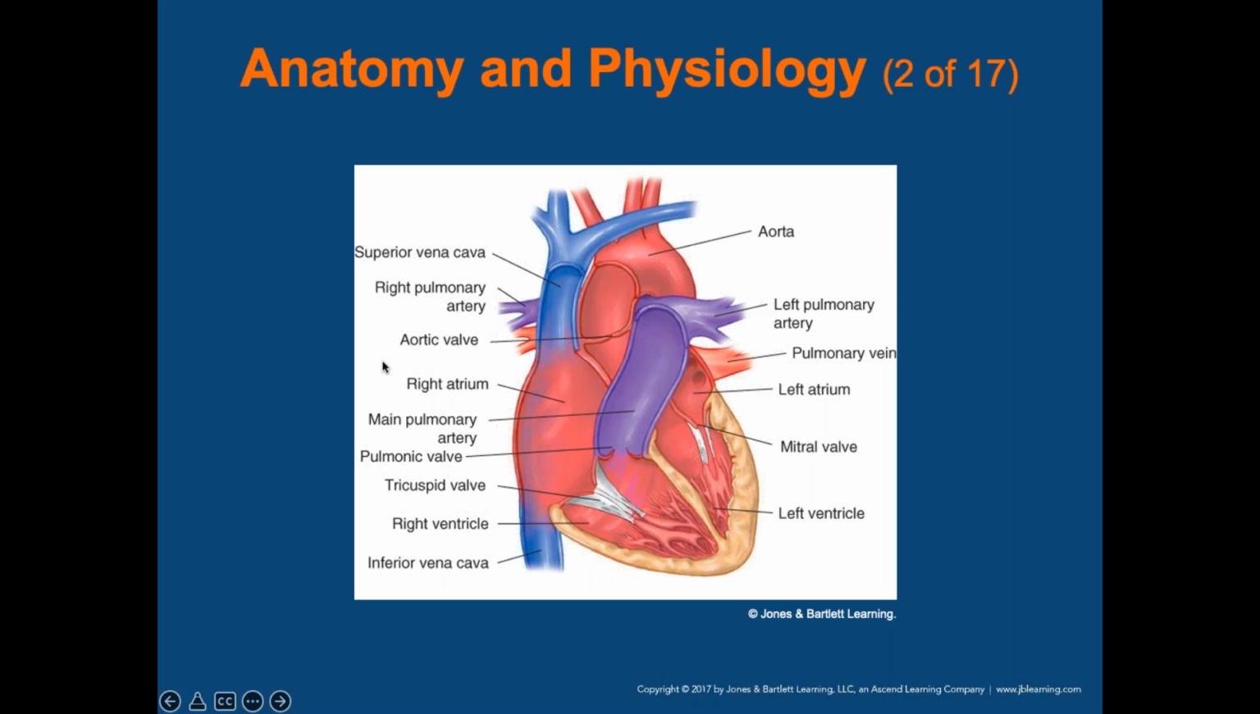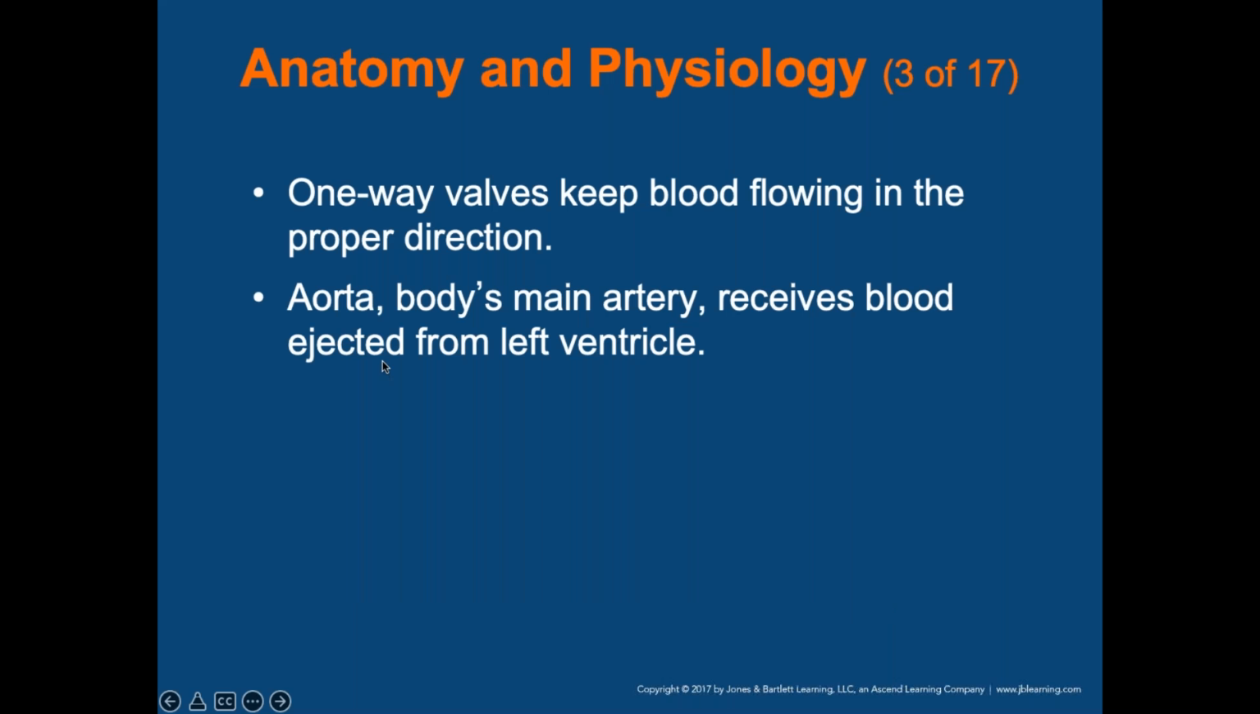This heart cannot pump without a functional electrical system. Those are run by nodes, and they all have intrinsic rates, and we'll talk about those here in a few minutes. All right, so we have one-way valves to keep blood flowing in the proper direction. There are 4 different valves in the body: tricuspid, pulmonic, mitral, aortic. Those are going to be our 4 valves that we're going to be dealing with. The aorta is the main artery which receives blood ejected from the left ventricle.